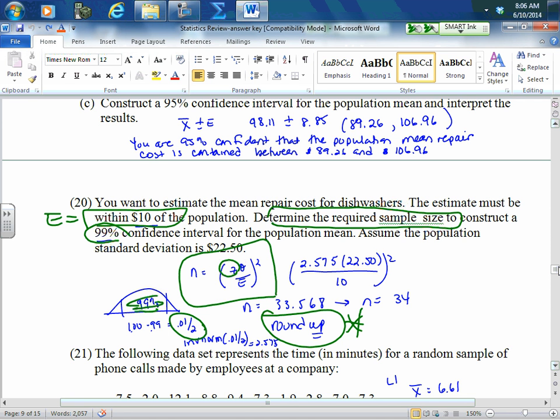Round up. If you cut it off, that means you never got to that point. If you wanted 33.5 people for dishwashers, and you cut it to 33, you never hit 33.5. So you always have to round up to make sure you hit that. Is rounding off always in sample size though? In sample size, always.